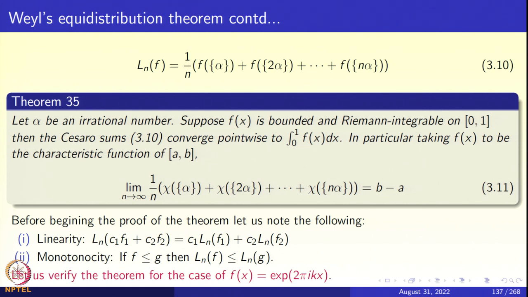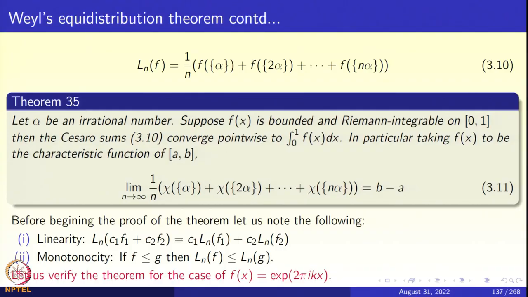Let us, as a special case, do a simple calculation. Let us verify the correctness of theorem 3.5 for some innocent looking function f of x. What function am I going to take? Exponential of 2 pi i k x, where k is an integer. Let's do it for this special case. f is a one periodic function; f has period 1.